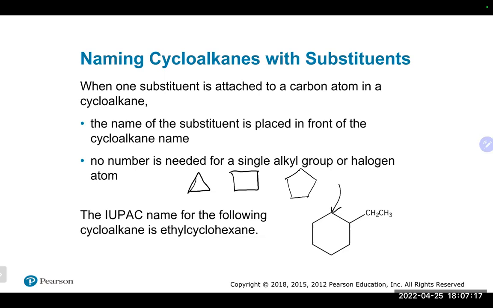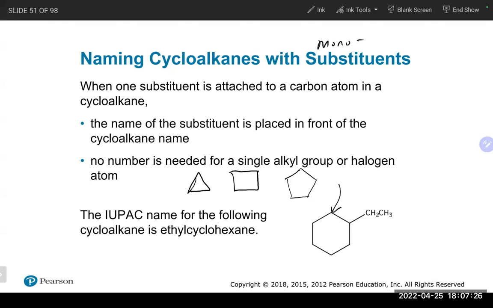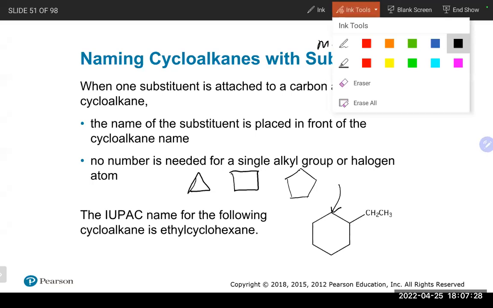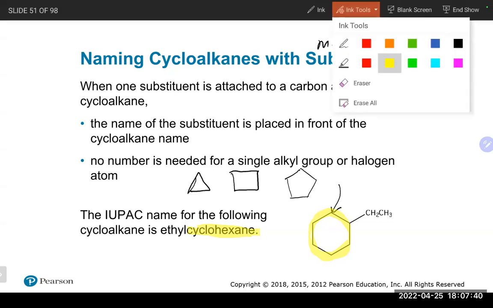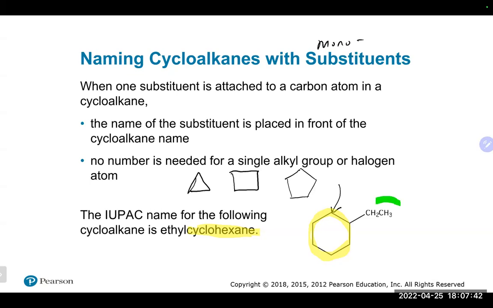So if you have what is sometimes referred to as mono-substituted, meaning that there's just 1 group attached, you basically just put the name of the group that's there. So our main carbon chain is basically the whole entire thing, which is our cyclohexane. And then the only group that's attached there is our 2 carbon group, and that is our ethyl group. So that is ethylcyclohexane.